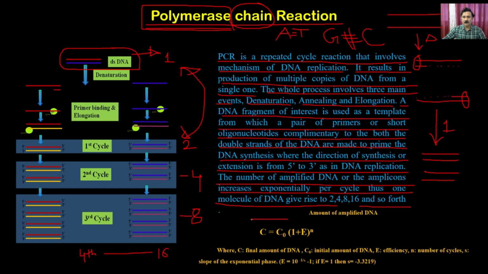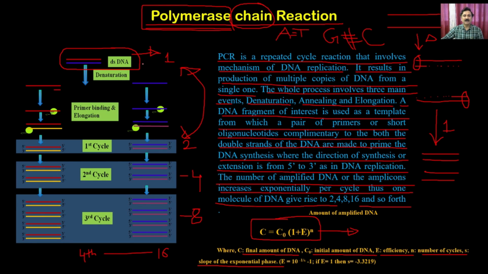That's why, if you want to calculate the amount of amplified DNA, you can use this particular type of equation, where C is the final amount of DNA, C naught is the initial amount of DNA, E is the efficiency, N is the number of cycles, and S is the slope of the exponential phase. And that is going to give you the complete amplified amount of DNA that you will get after n cycles of the polymerase chain reaction.